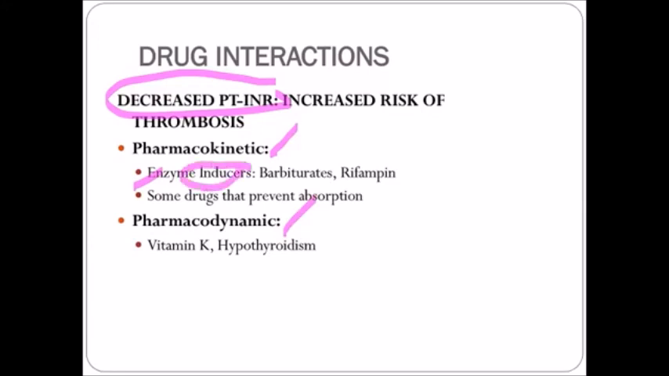Enzyme inducers are the ones that can activate metabolizing enzymes against warfarin, such as barbiturates and rifampicin. So kapag may concomitant use ng enzyme inducer with warfarin, these enzyme inducers can lower the level of warfarin because of enhanced metabolism of warfarin. Okay? So kapag mababa ang warfarin level, decrease PT-INR.